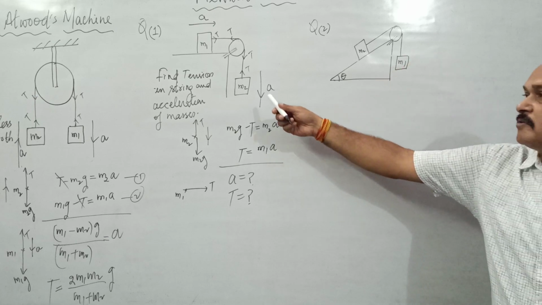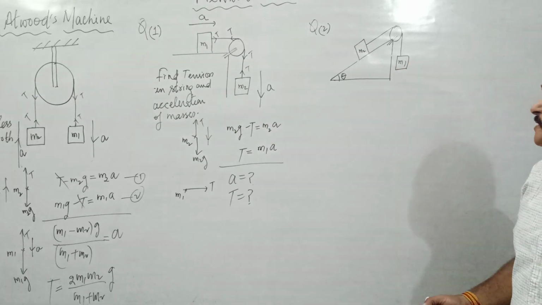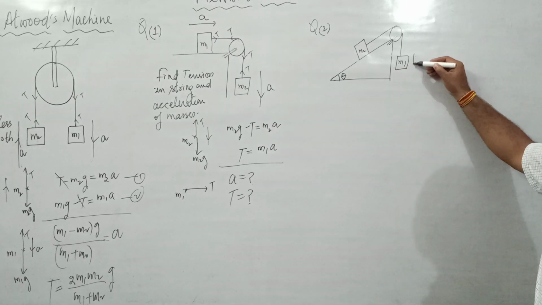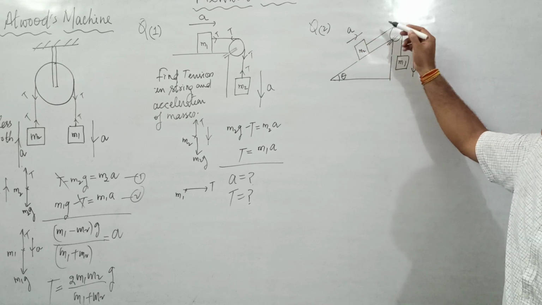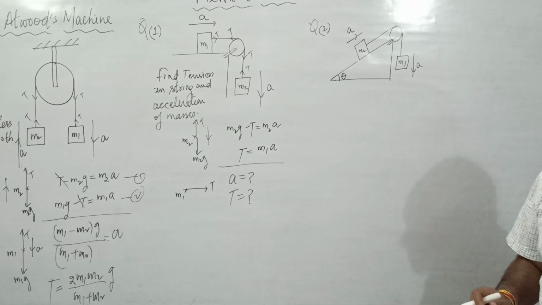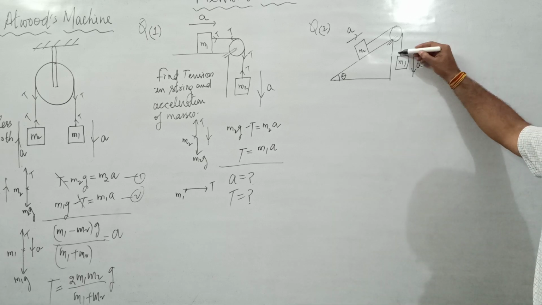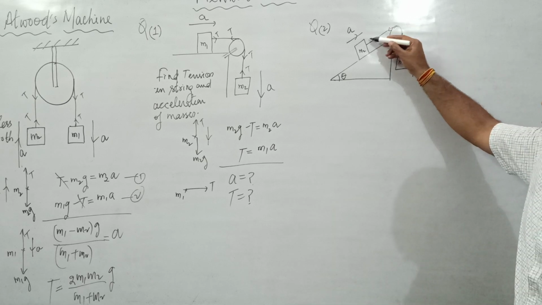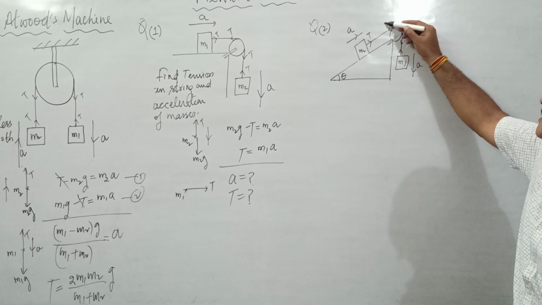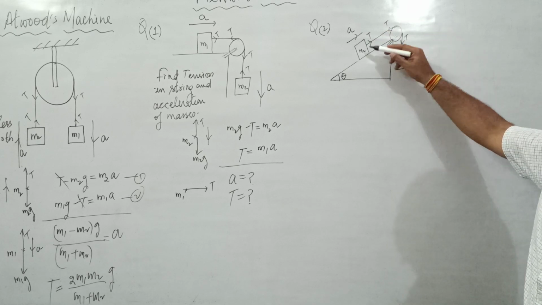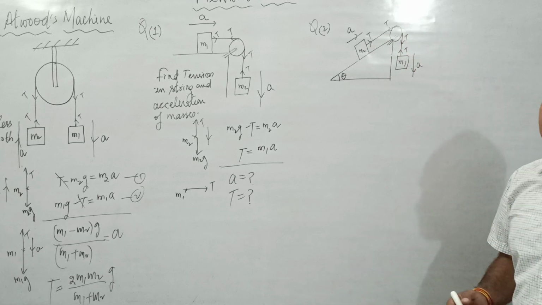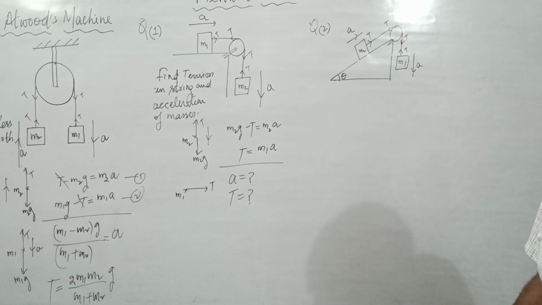Again, you are supposed to find out the tension in the string and the acceleration of the masses. If this mass moves down with acceleration A, this mass is going to move with acceleration A. Why? Because the string which is connecting them is inextensible. The tension in the string is going to be the same throughout, because the string is massless and inextensible. It is away from the mass, or away from the pulley.